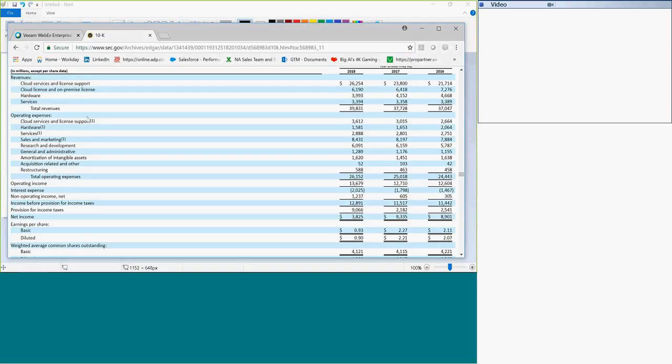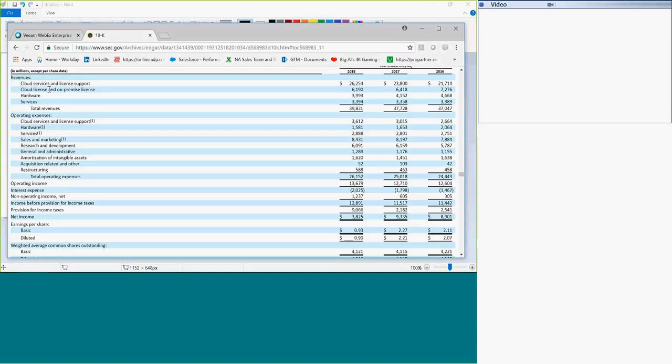Following that, we have the operating expenses for the firm. Now I should note one important point here, which is Oracle, like many software companies, does not have gross income.